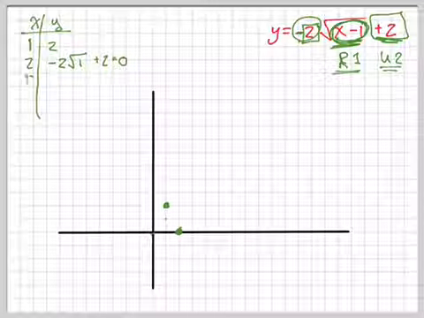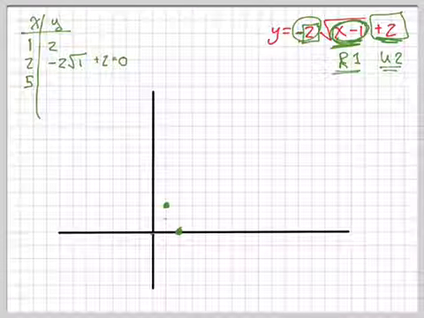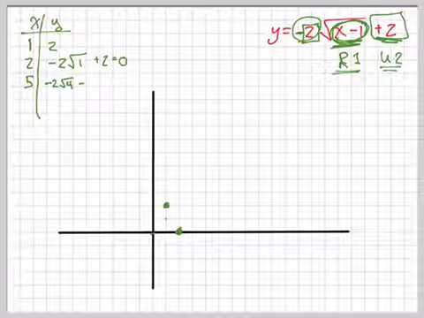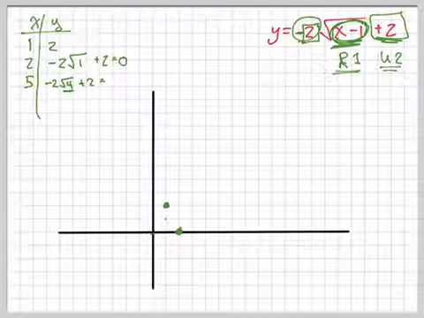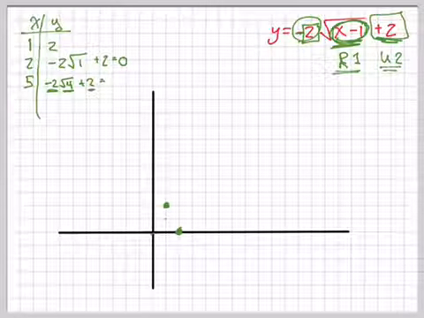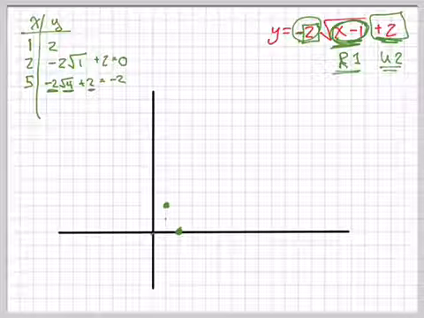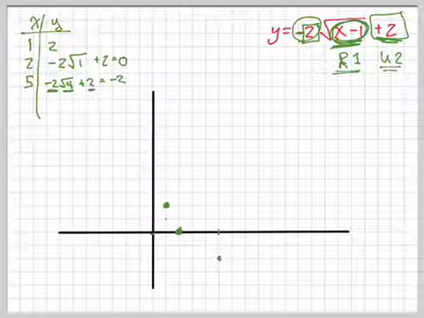5. So if I plug 5 in for x, I'm picking my x value strategically. If I plug that in for x, it's going to be negative 2 times the square root of 4 plus 2. And what's the square root of 4? 2. What's 2 times negative 2? Negative 4. Negative 4 plus 2 is? Negative 2. So 5, negative 2. 1, 2, 3, 4, 5, negative 2 is right there.